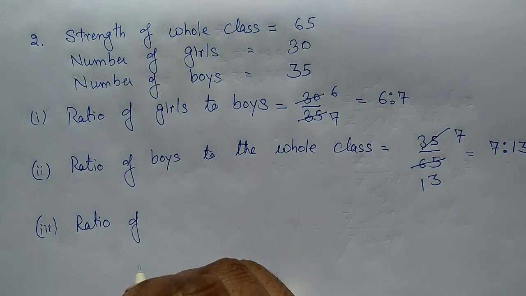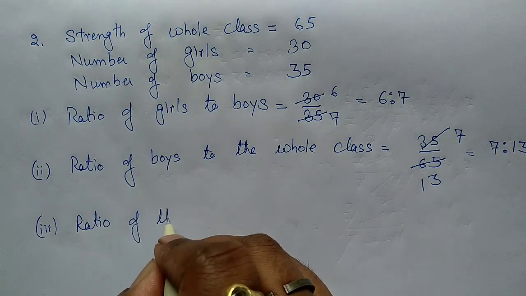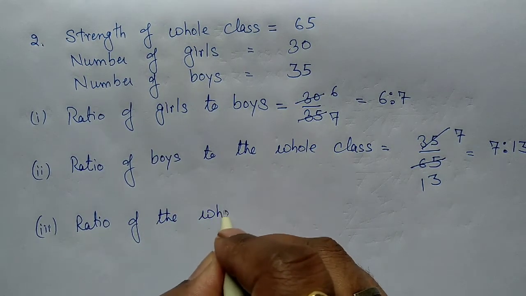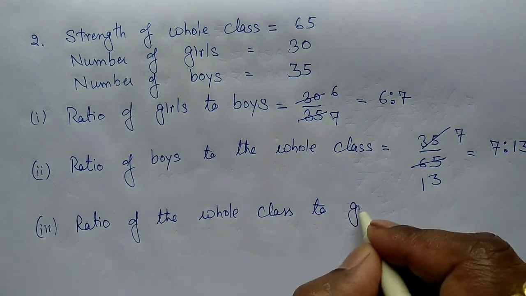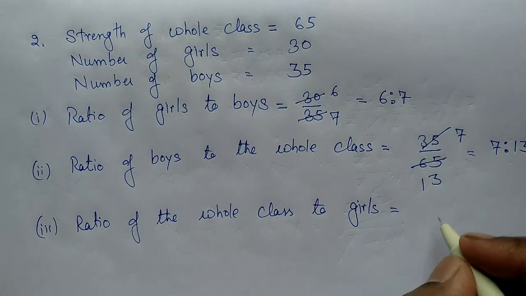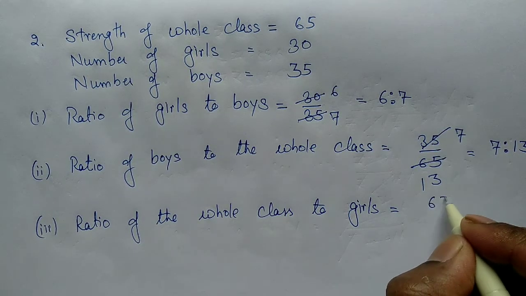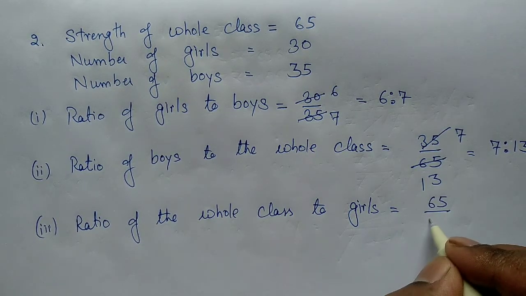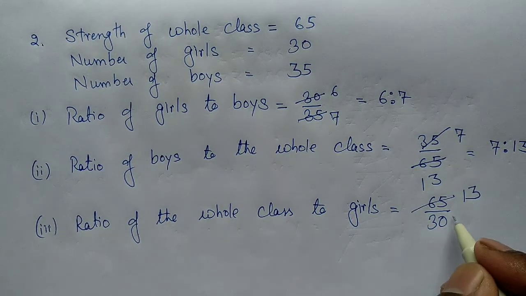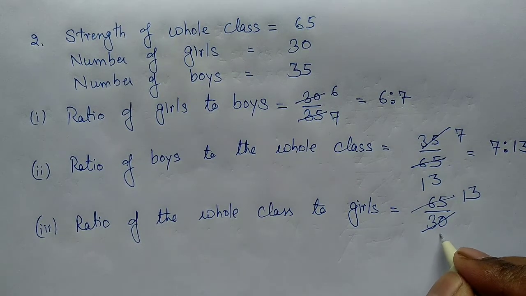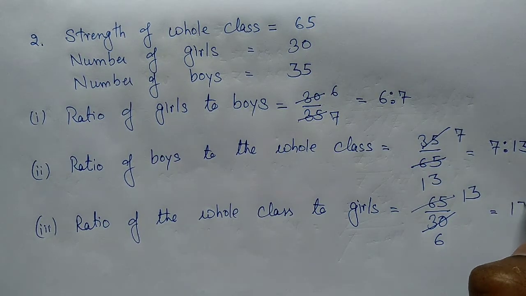Now we can go to number 3, ratio of the whole class to girls. Ratio of the whole class to girls. Whole class was 65 and the girls is 30. So I think this can be cancelled by 5, giving 13, and this also can be cancelled giving 6. So the answer will be 13:6.